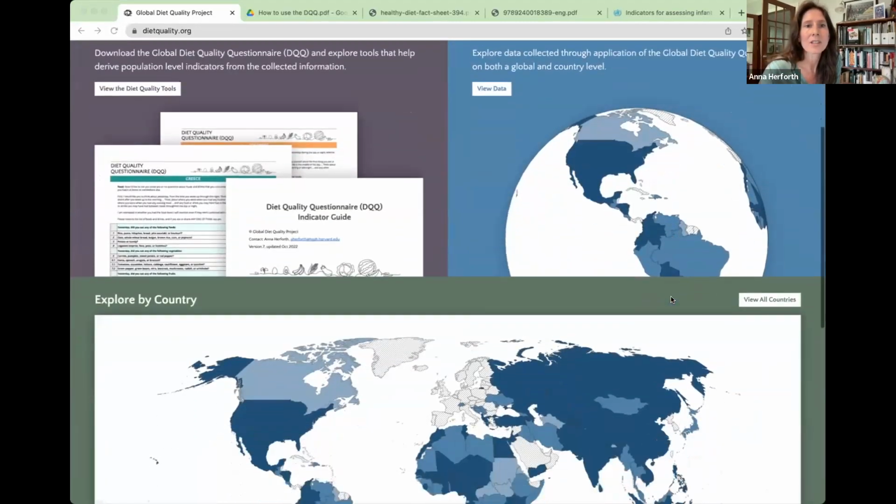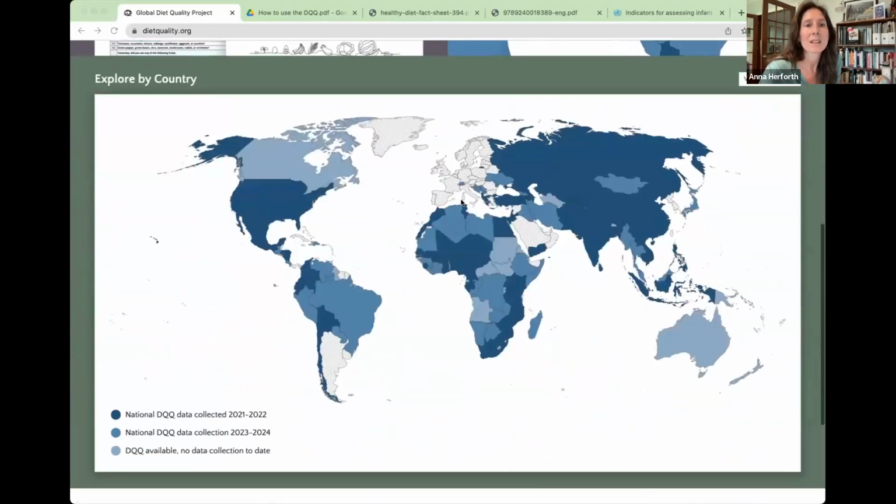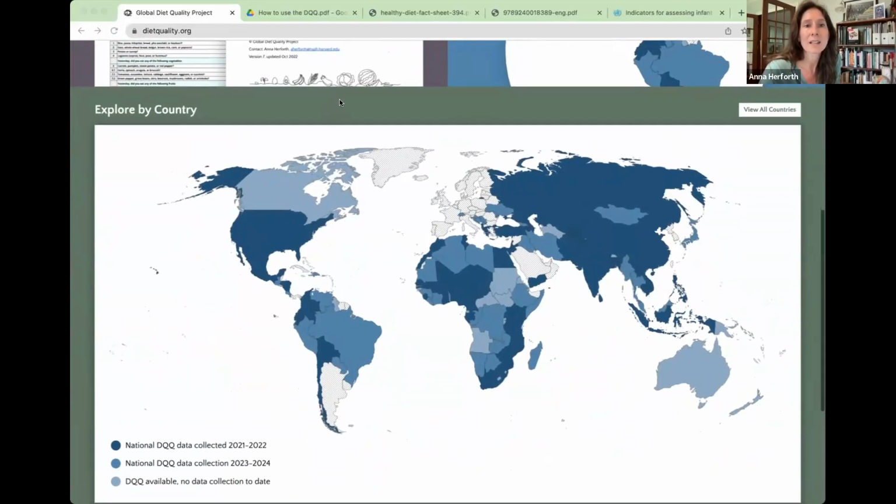We also have a section here, which is Explore by Country, where you can find both the tools and the data. And you can go to any given country and find these tools and data. And I want to point out here that the dark blue countries here on the map are where the nationally representative data has been collected within the Gallup World Poll so far. Those are the 56 countries, which represent approximately 72% of the world's population.